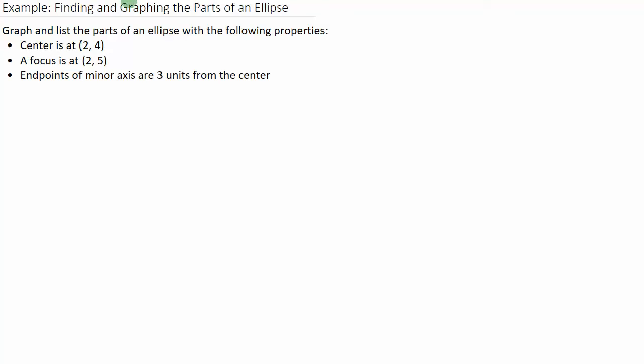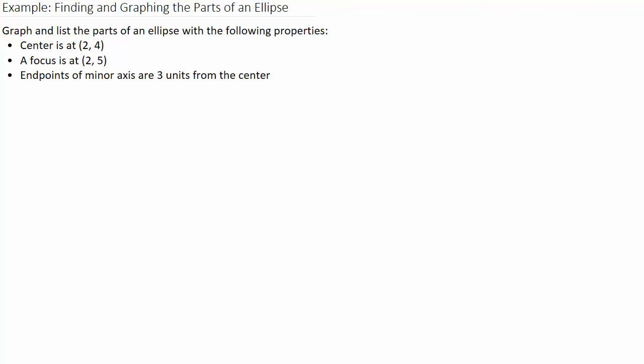In this example, we're not getting into the equation of an ellipse yet. I want to focus more on how the different parts are related and go that route. And in a different video, I'll work with the equation of an ellipse. But here, we want to graph an ellipse and list all the parts of an ellipse that has these three properties. And as we work with these properties, I will simultaneously graph them and do work on the side to make my list of the parts, okay?